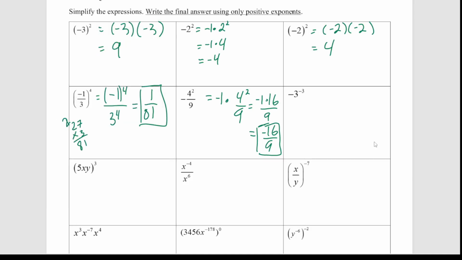Again, be very, very careful about placement of parentheses on this next one. That's really negative 1 times 3 to the negative third. Whenever I have a negative exponent, that becomes 1 over 3 to the positive third. So you're going to flip the fraction, and then you're also going to flip the sign on that exponent. Then 3 to the third is 3 times 3 is 9, times another 3 is 27. So this becomes negative 1 over 27 as a final answer.